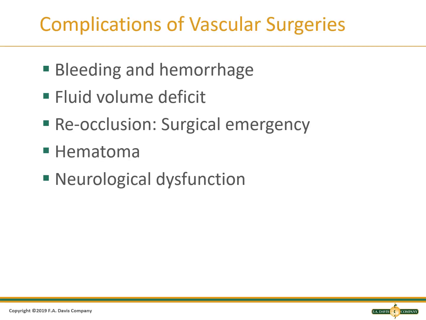Some complications associated with vascular surgeries include bleeding and hemorrhage, fluid volume deficit, reocclusion, which is a surgical emergency, hematoma, and neurological dysfunction. If hemorrhage occurs, manual pressure is applied to the site of bleeding and the healthcare provider is notified. Fluid volume deficit may occur because of significant blood loss in extensive surgeries. Reocclusion is a surgical emergency and the blood flow needs to be reestablished within 4 to 6 hours to prevent risk of amputation of the extremity.